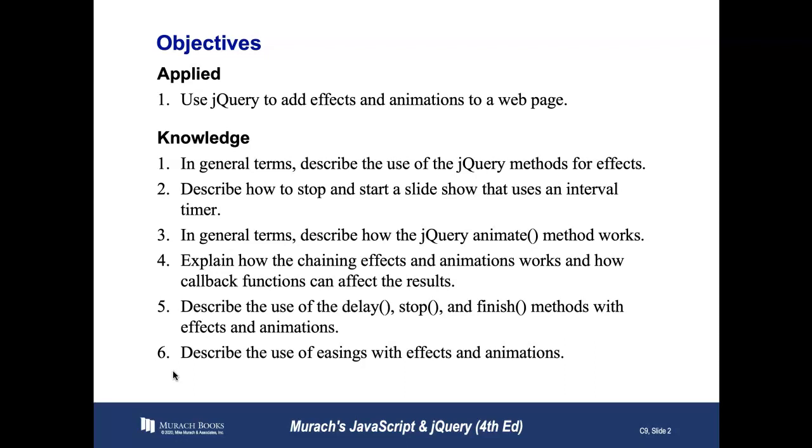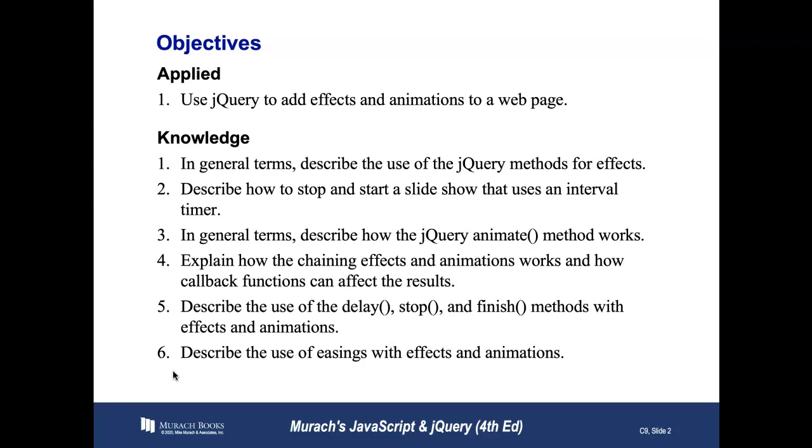final projects. The first thing we want to do is describe how to stop and start a slideshow with an interval timer. We covered interval timers and timers in general last week. In general terms, we want to talk about the animate method and how we can use it to chain other effects onto it. So we want to use callback functions when an animation hits a certain point. There are a bunch of other methods too. You see in point 5 here: one is delay, one is stop, and one is finish.